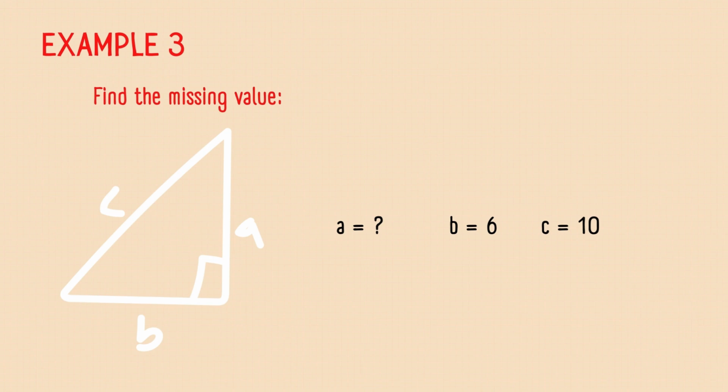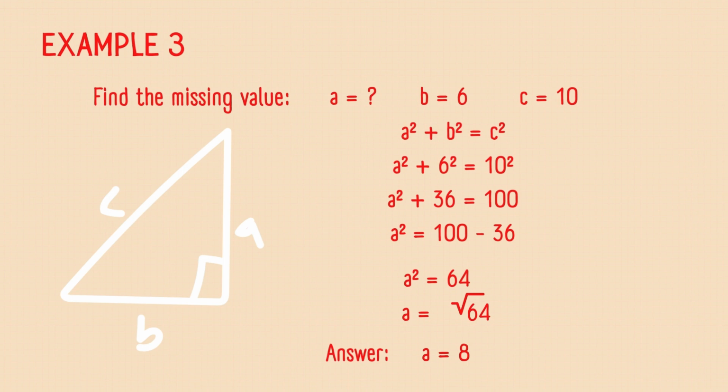Now the longest side of this triangle, which is also the side that faces the right angle, is 10, and that is the hypotenuse. Let's plug the values into the equation, a squared plus b squared is equal to c squared. I don't know the value of a. My b is 6 and my c is 10. So a squared plus 6 squared is equal to 10 squared.